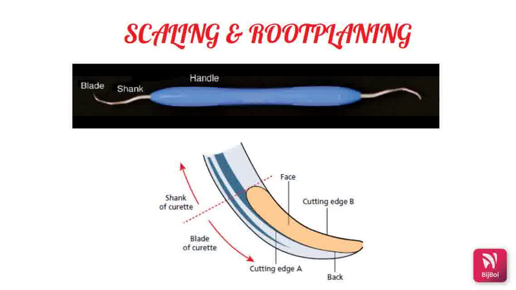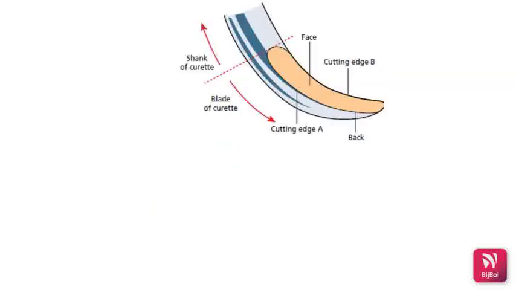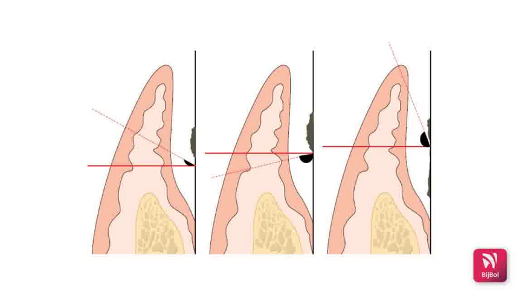Here you can see the parts of the curette: the handle, shank, and the working edge. In the second picture, you can see the working end of the curette showing the rounded toe, face, and cutting edges. In the next picture, you can see the effect of different angulations of the cutting edge of the curette to the root surface. In the first picture, we see the correct angulation, whereas in the second picture, the angulation is too obtuse. In the third picture, the angulation is too acute.